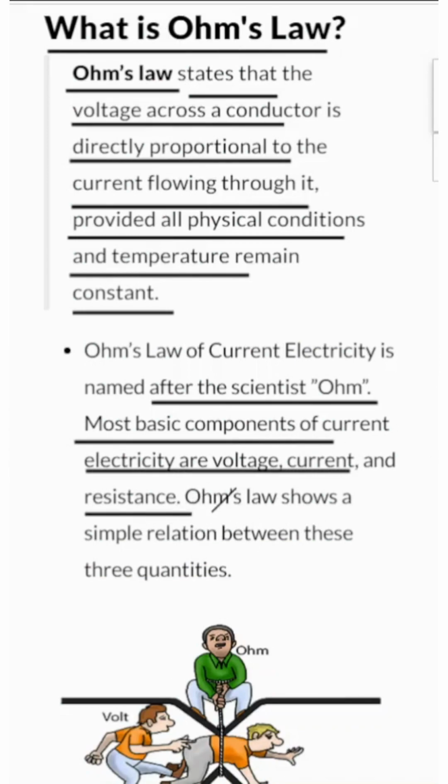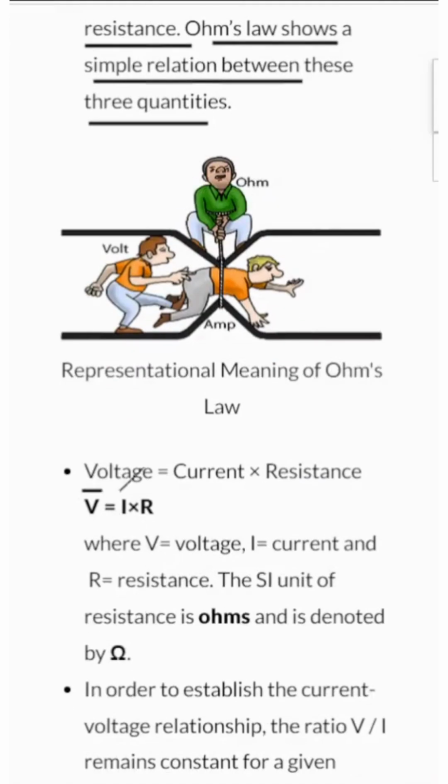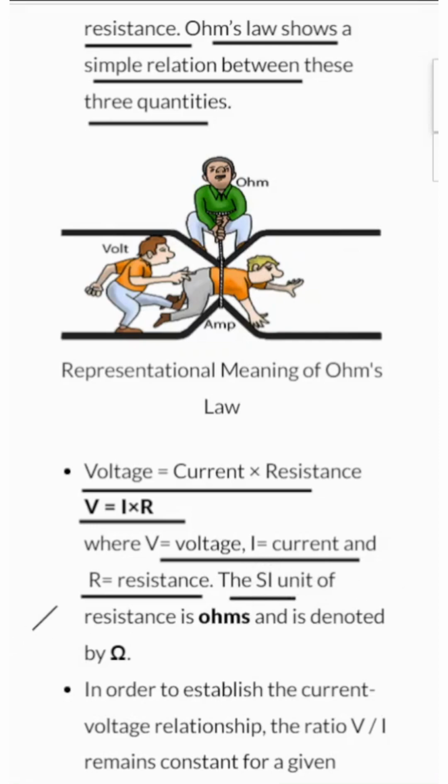Ohm's law gives us a simple formula. Voltage, V, equals current, I, multiplied by resistance, R, often written as V is equal to I times R. It's like a mathematical recipe for understanding how these three quantities are related. But what's the unit of resistance? It's called the ohm and is denoted by the symbol omega.